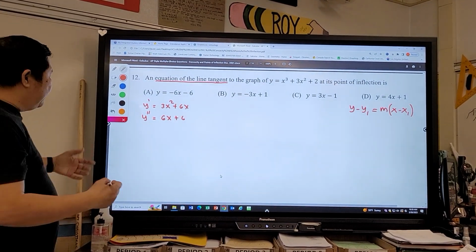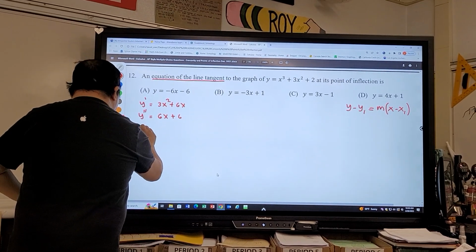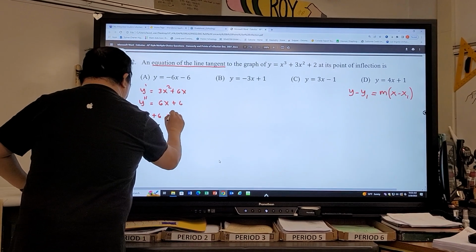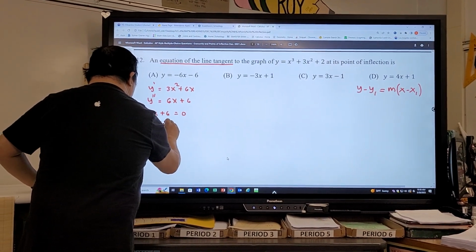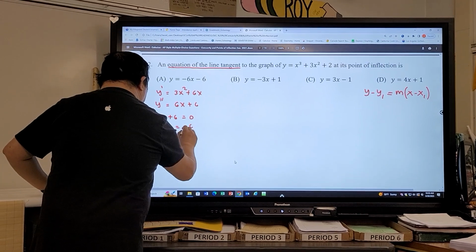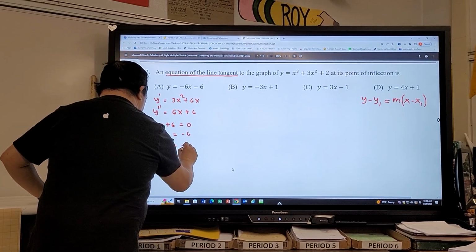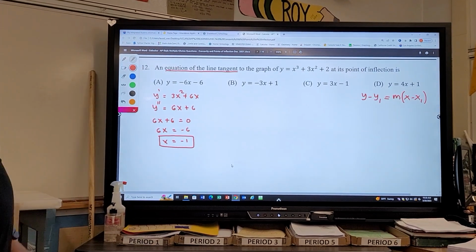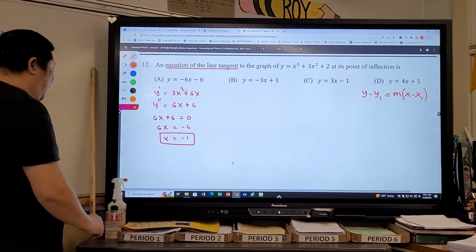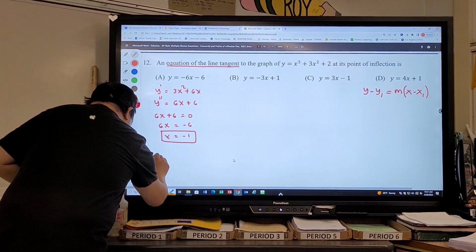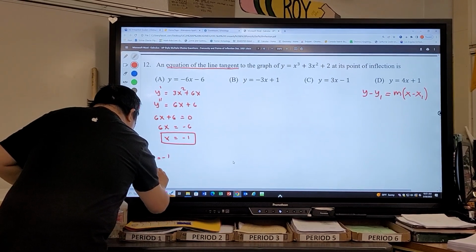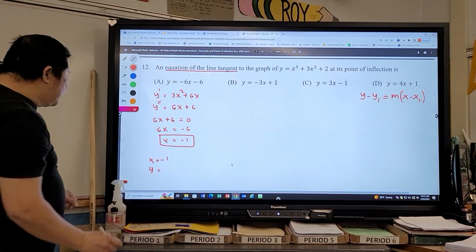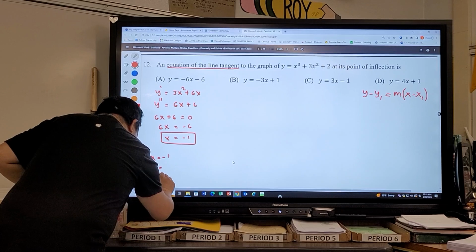Right? Equate this to 0. That means 6x plus 6 is equal to 0. So 6x is equal to negative 6. x therefore is negative 1. So this is the value of x. Our concern is we must have the value of x, which is negative 1. The next concern is the value of y, and the next concern is the m, the slope.